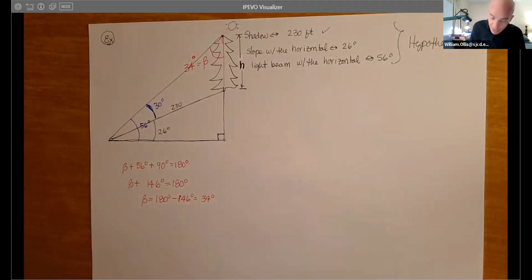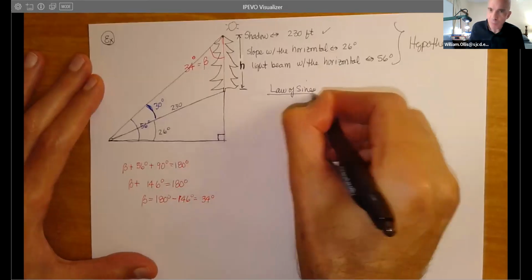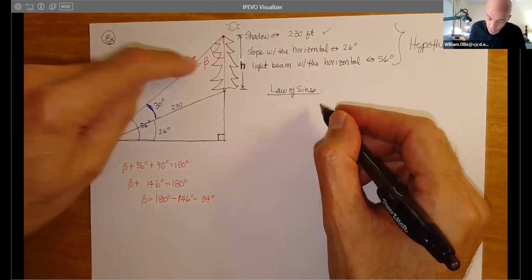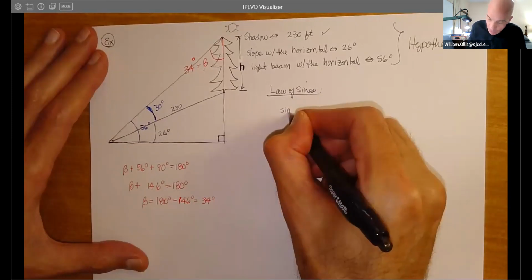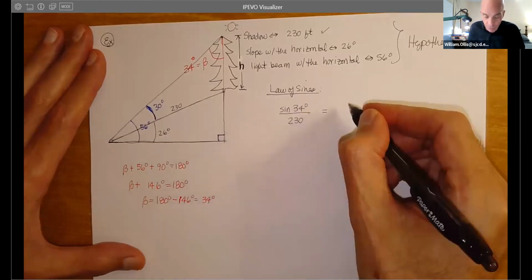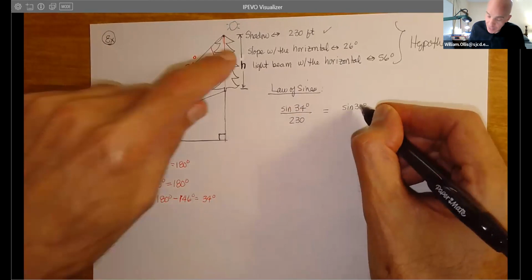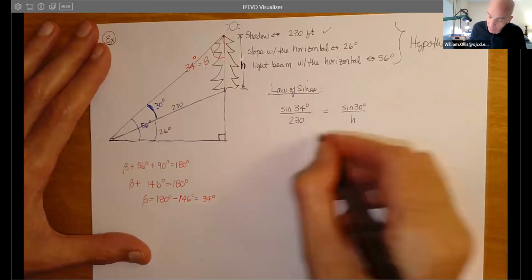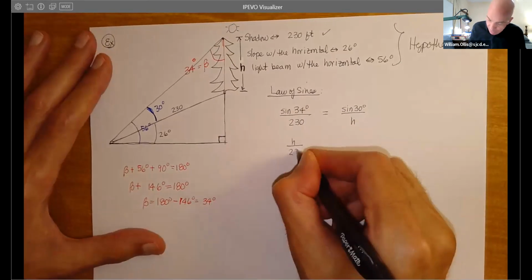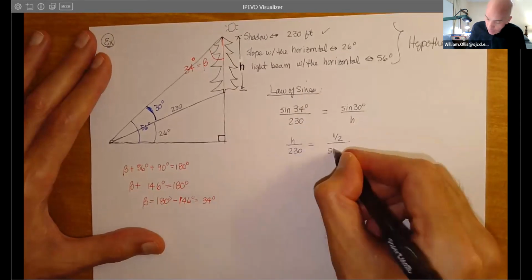And so now, by the law of sines, this is fun. It's like doing general math, but with the college twist, so to speak. So now we're going to have sine of 34 degrees divided by 230 equals sine of 30 degrees, well, that's our friend from the unit circle, divided by the opposite side, which is h. So now we can flip things around. So we have h over 230 equals 1/2 divided by sine of 34 degrees.